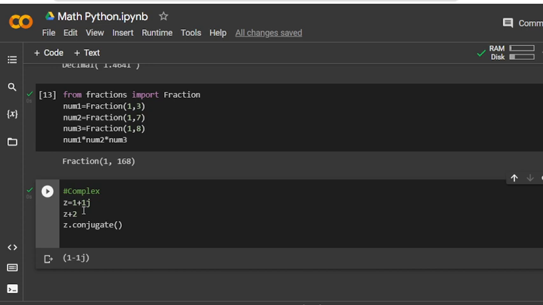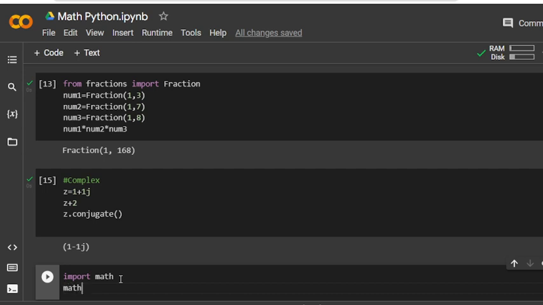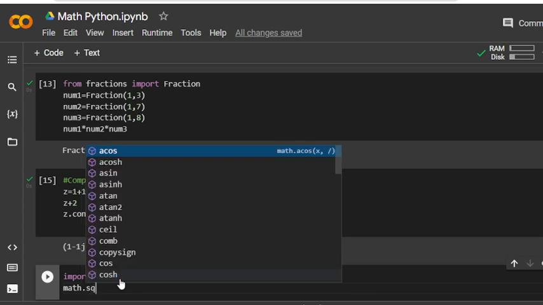So let's try importing the math module. Look here: import math, and after that, see here: math.sqrt(4), math.sqrt(4).